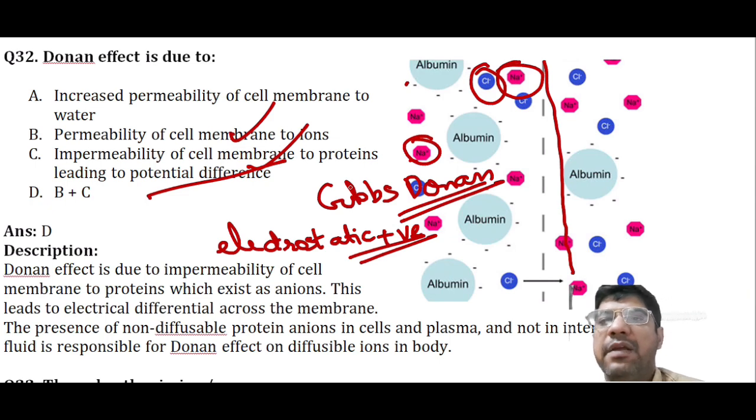The permeability of cell membranes to ions is a factor that plays an important role in the Donnan effect, but the key factor is the impermeability of the cell membrane to protein. So both of them are the answer.